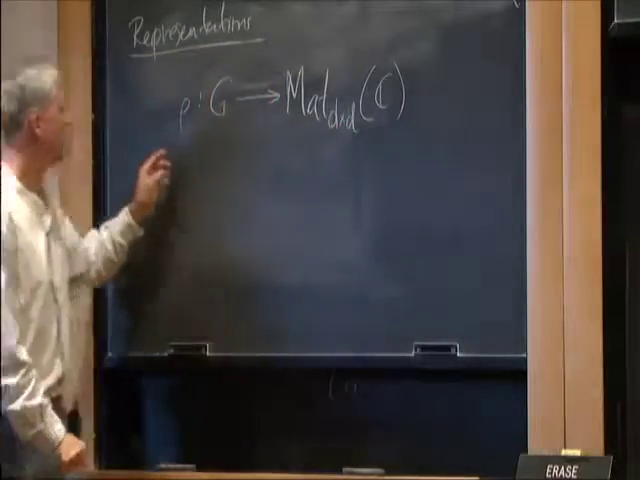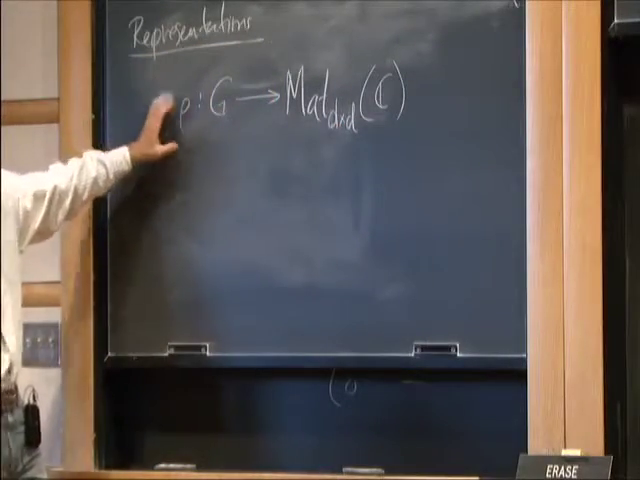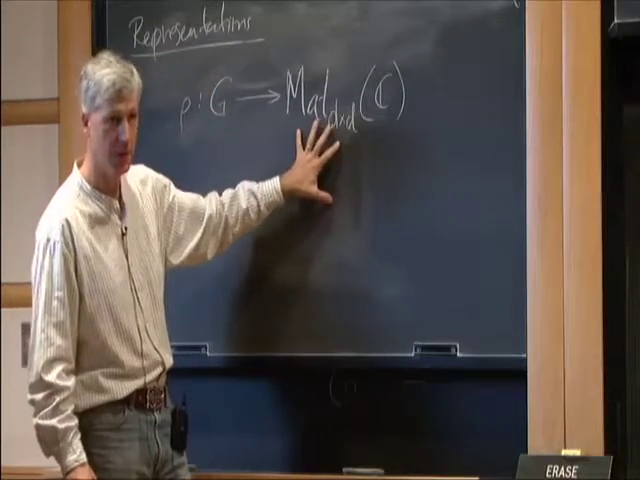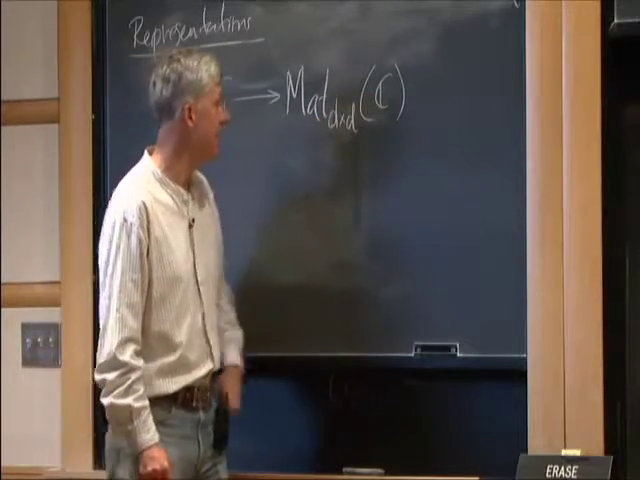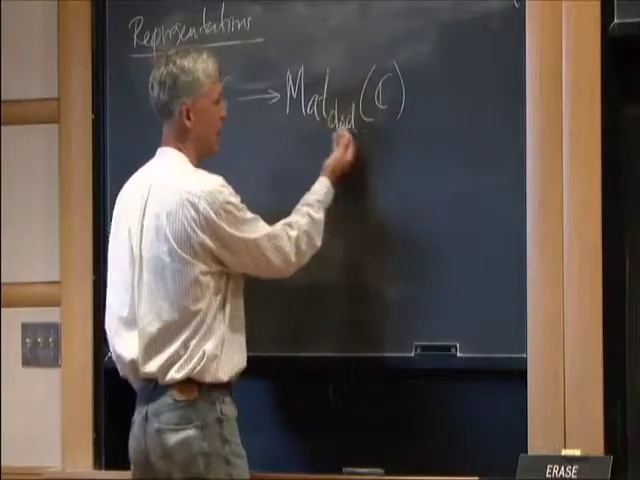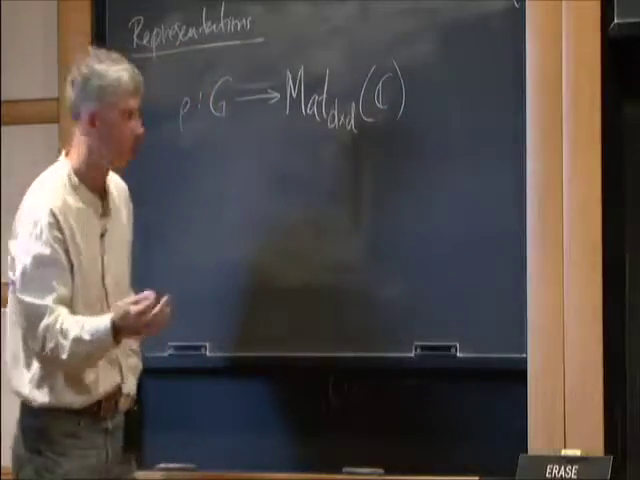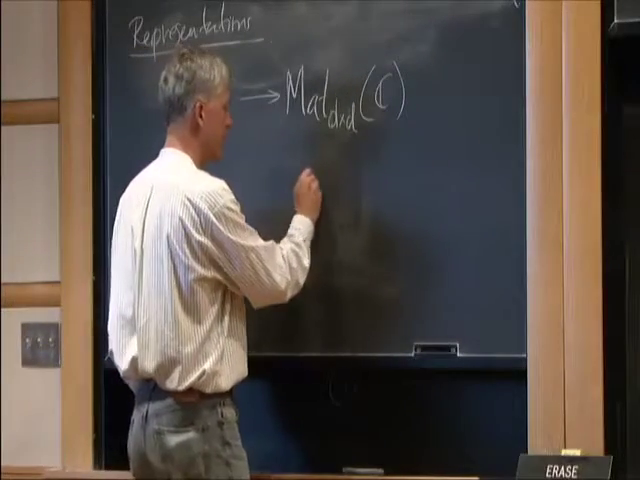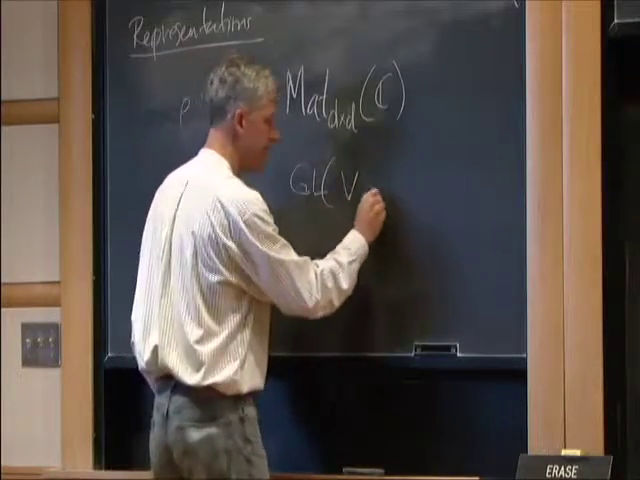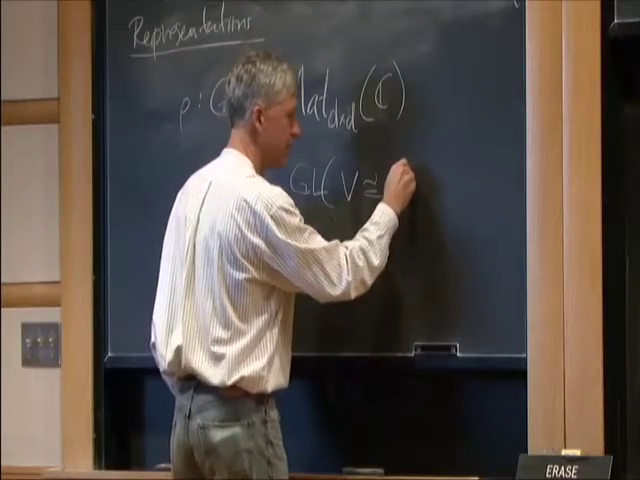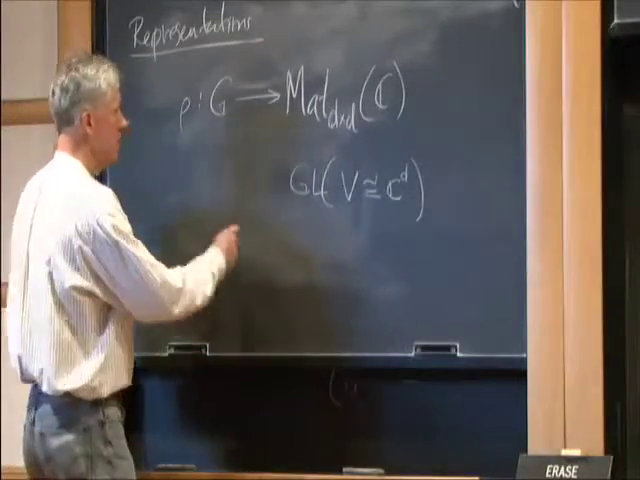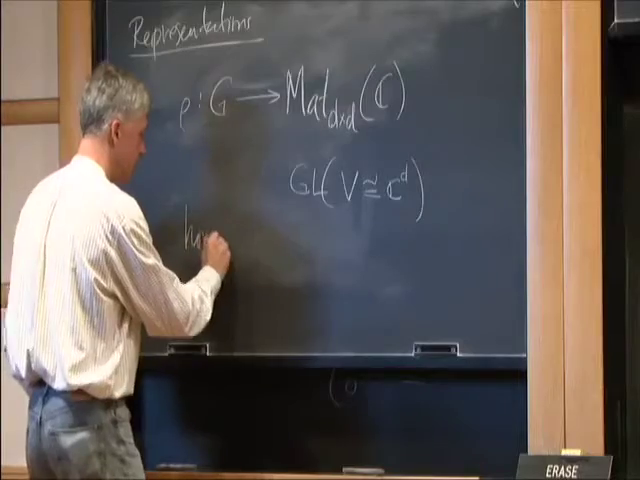So a representation of a group is a homomorphism from G into the multiplicative group of all D by D matrices over C. To remind us that the structure I'm interested in on the right-hand side here is the multiplicative group, we can also write this as the general linear group over some vector space V that you can think of as some C to the D. So this is a homomorphism.